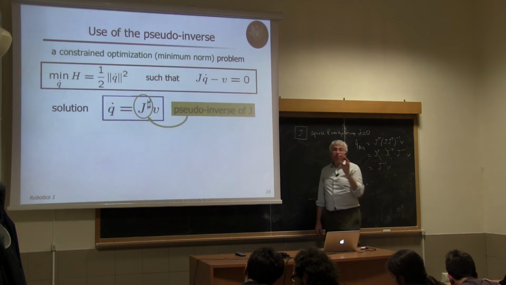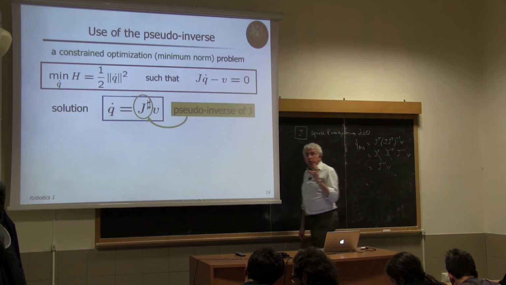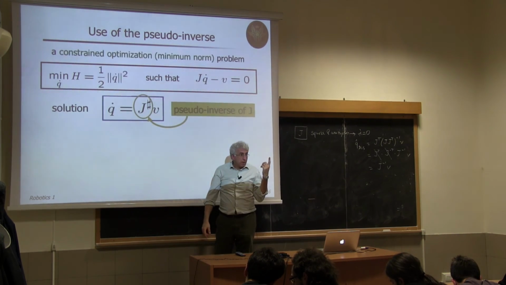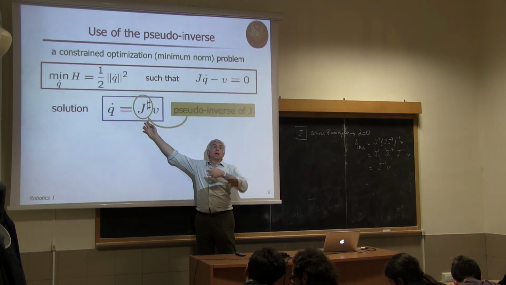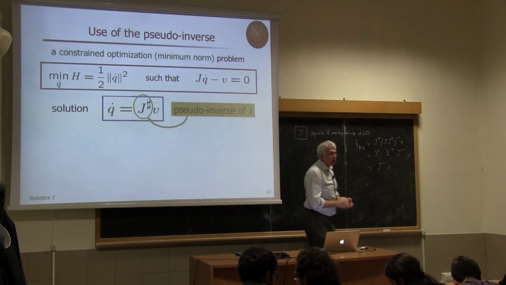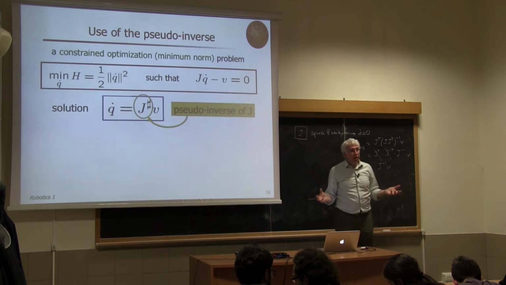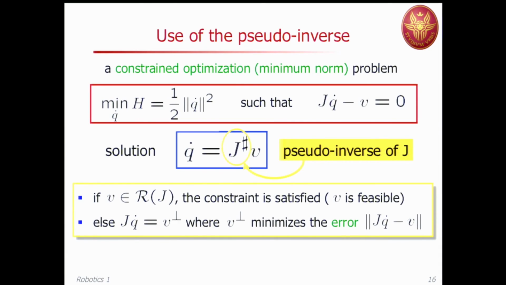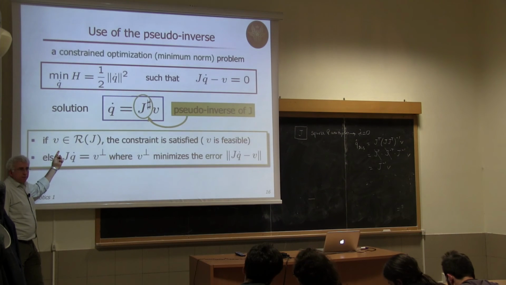So if you have a square non-singular Jacobian, then this problem has only one solution. And in fact, the pseudo-inverse becomes identical to the inverse. Otherwise, it's some other mathematical object. Now, what is the property of this method? Pay attention. This is the most critical part. The rest is just definition. So we have two cases.